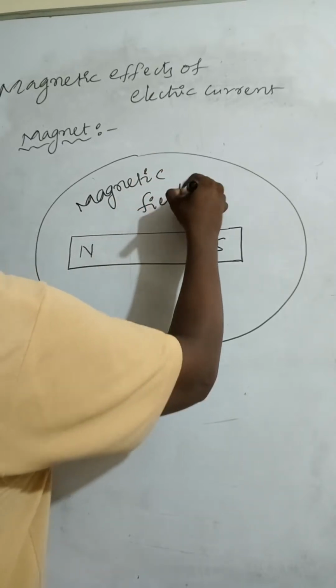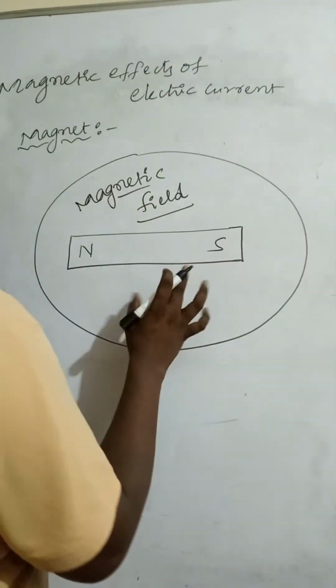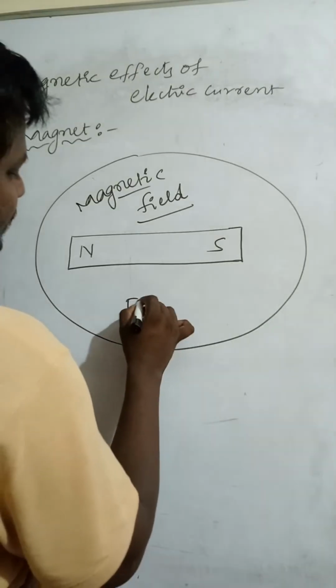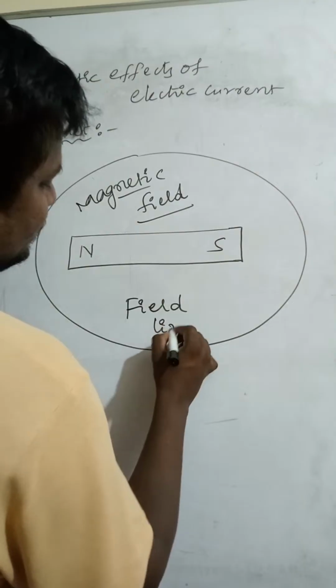So this is the magnetic field. This is called magnetic field. Clear? The magnetic field will be in the form of field lines.